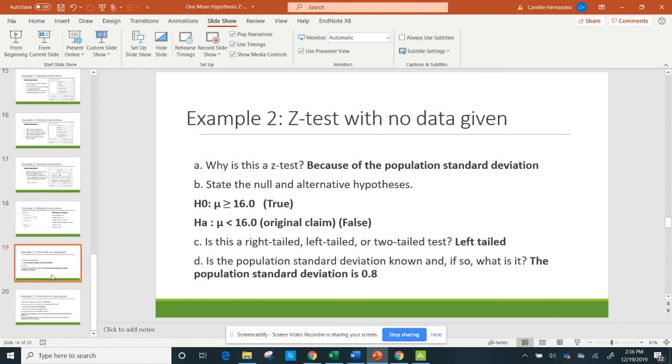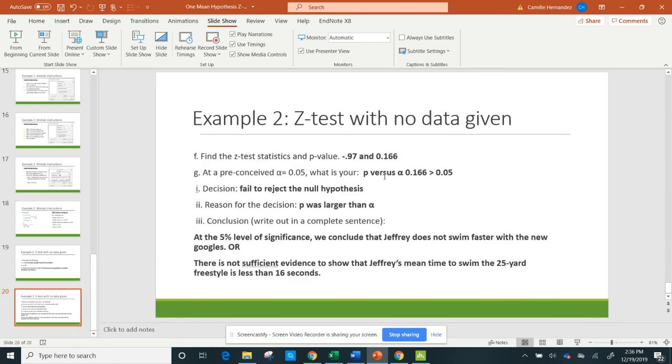So again, because my p-value was greater than my level of significance, I failed to reject the null, which means the null was true and the alternative was false. Because the alternative was my original claim, I have to conclude that. So at the 5% level of significance, we can conclude that Jeffrey does not swim faster with his new goggles, or we could say there is not sufficient evidence to show that Jeffrey's mean time to swim the 25-yard freestyle is less than 16 seconds.